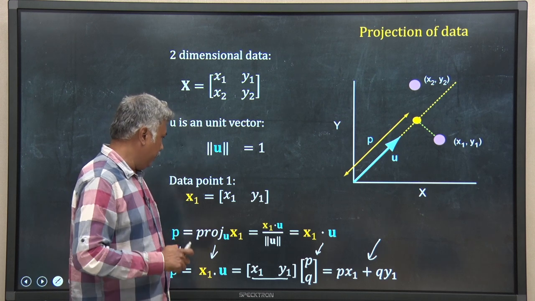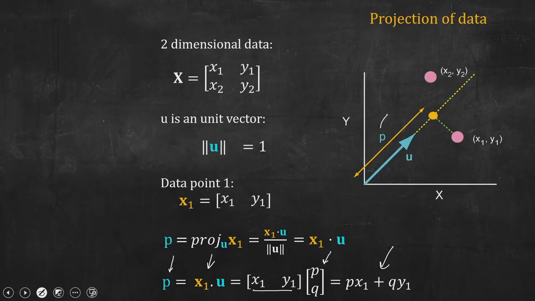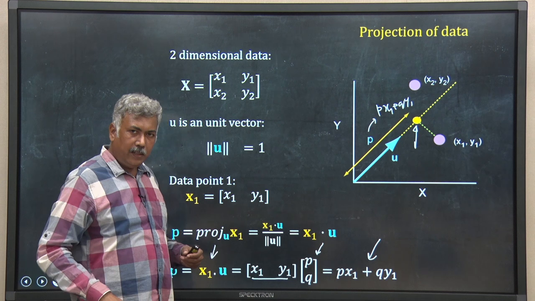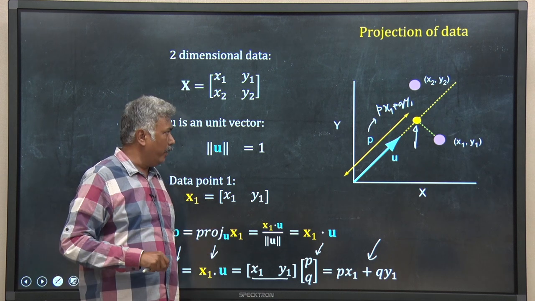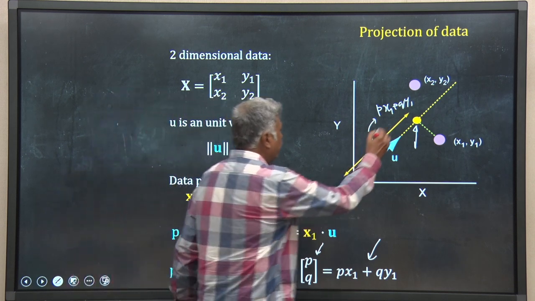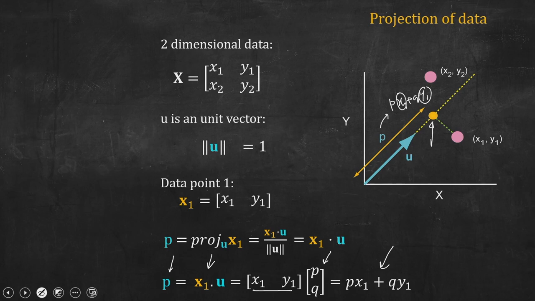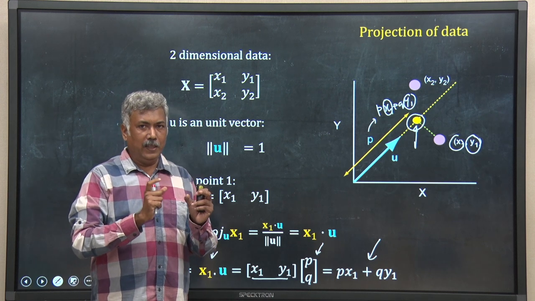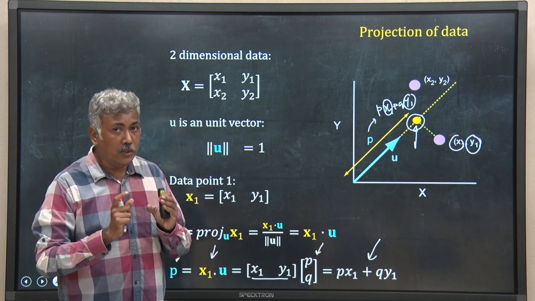Notice one important thing, this position is now p x1 plus q y1, right? So, that means the position on this span of this unit vector for the first data point includes the information of the original values for the data point. See, it includes the values of y1 and x1. So, this position is a linear combination of the original data. That is the essence, one important issue in PCA.